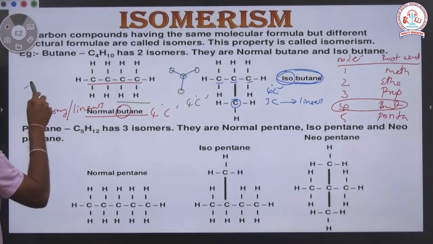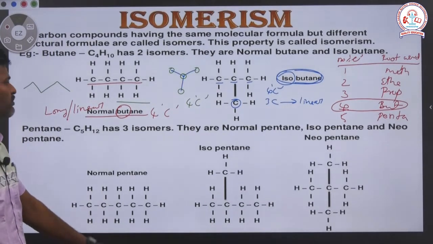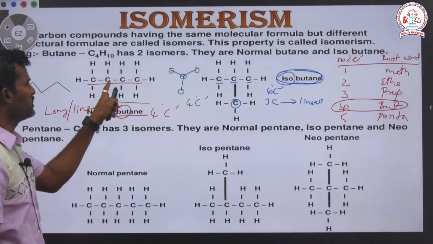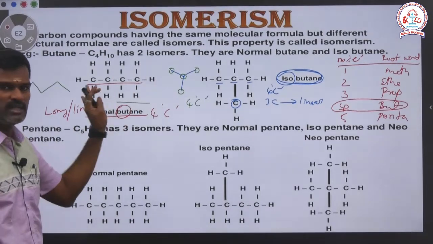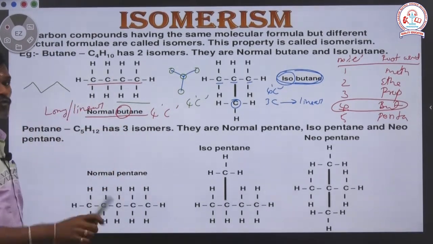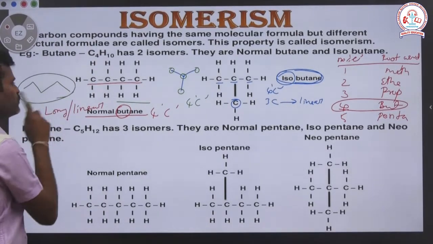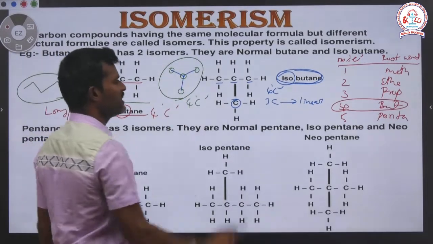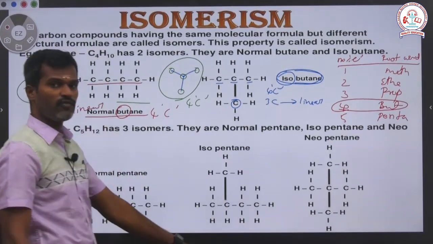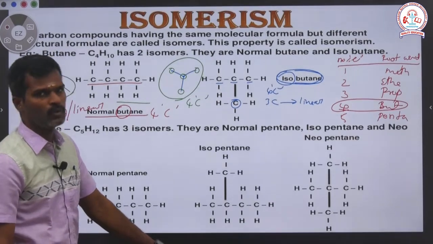How will it look? We represent it as zigzag lines. So instead of writing CH3 CH2 CH2 CH3 lengthily, we just represent it as a zigzag of 4 carbons attached within a single line. This is known as normal butane. This is represented as isobutane. This is the specialty of the isomerism behavior of carbon compounds, right?